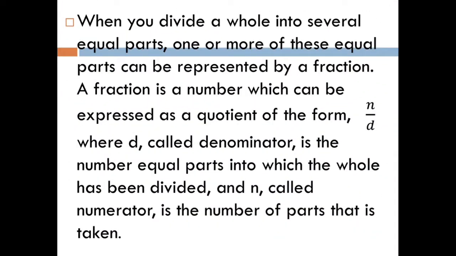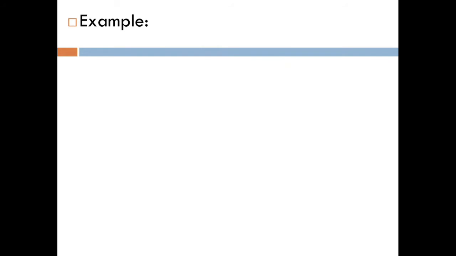When you divide a whole into several equal parts, one or more of those equal parts can be represented by a fraction. A fraction is a number which can be expressed as a quotient of the form n over d, where d, called the denominator, is the number of equal parts into which the whole has been divided, and n, called the numerator, is the number of parts that is taken. So, let's proceed to the given examples.